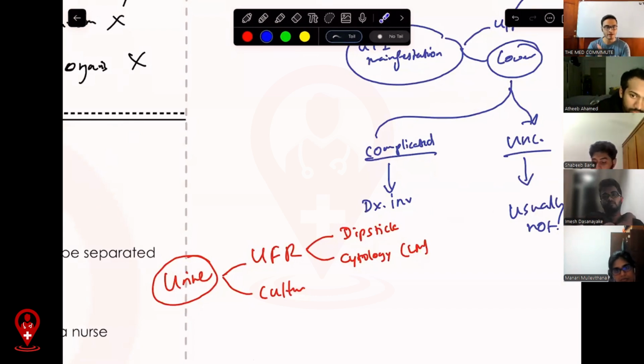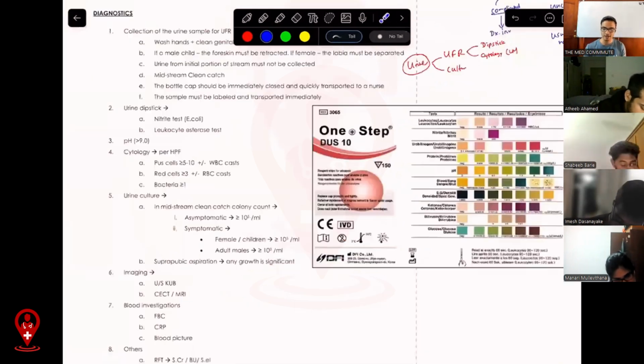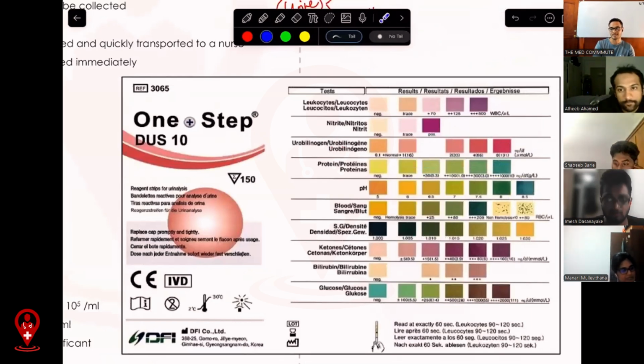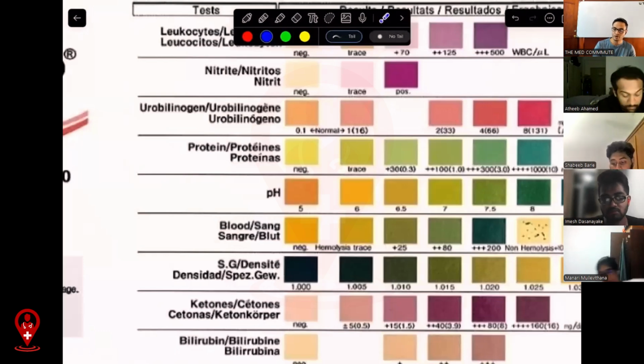So in the urine, what are we going to do? A UFR and a culture. In the UFR, we are going to do the dipstick and the cytology. Now here, go to your skeletal notes, guys. I have put a picture of a box. This is from a box of a dipstick kit. All of these things we are going to look for.